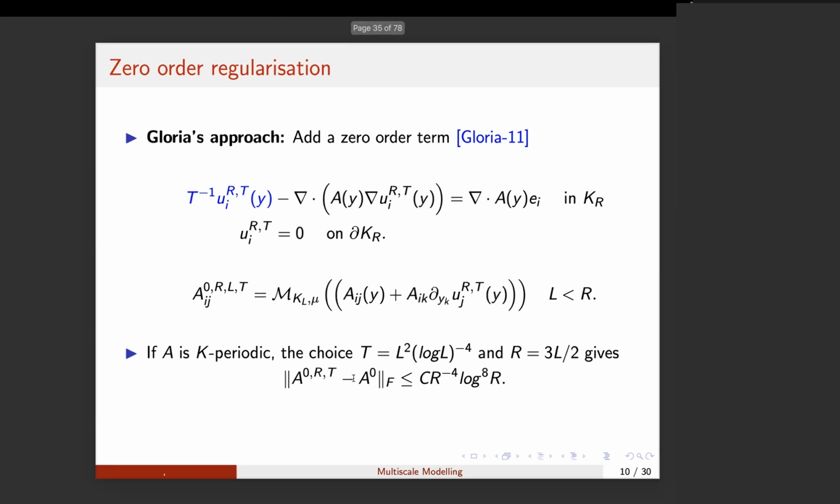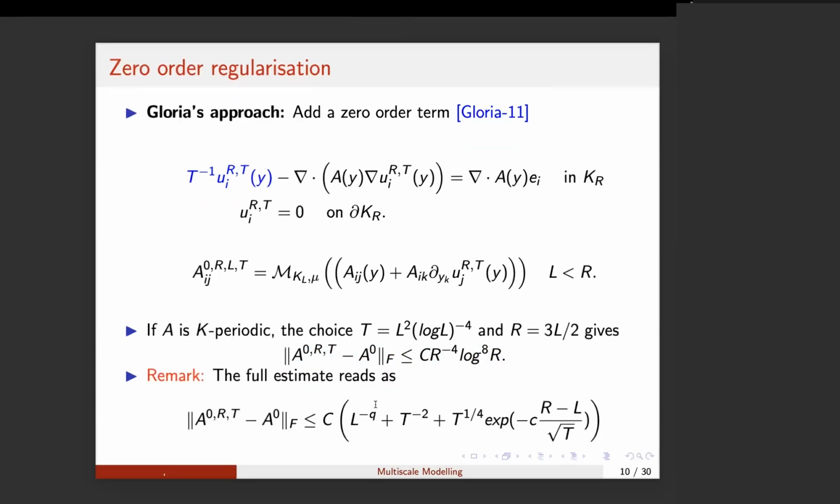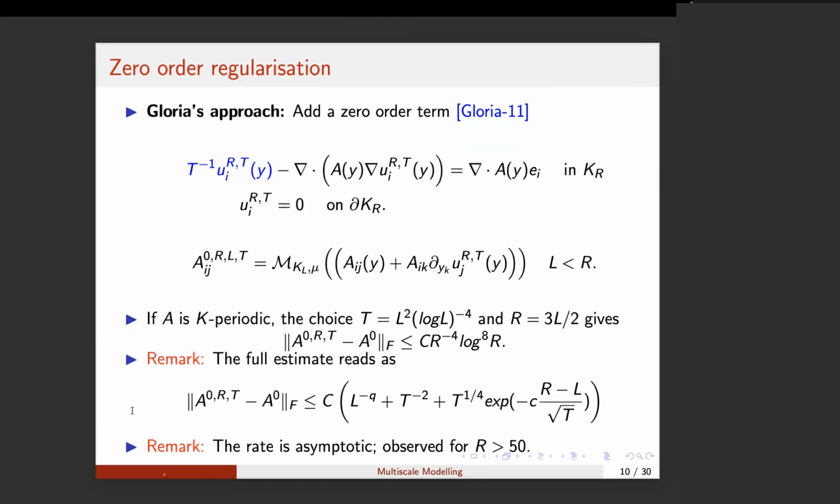And okay, so this estimate is under optimal conditions on T and R. But if we use any fixed T and L, this would be the full estimate. Here I would like to emphasize, in his paper from 2011. This rate, of course, from the analysis point of view, is asymptotic, but it is also observed in numerics for very large values of R. And this is still computationally a bit expensive. Computation is very expensive if the size of the domain is large. So this motivates why we need better approaches.